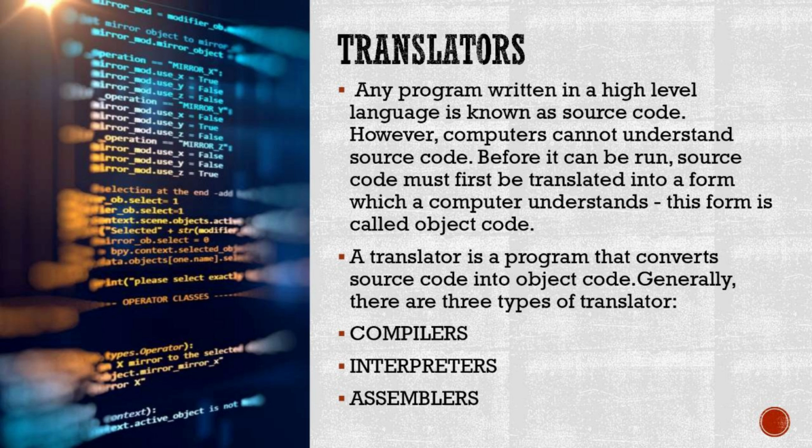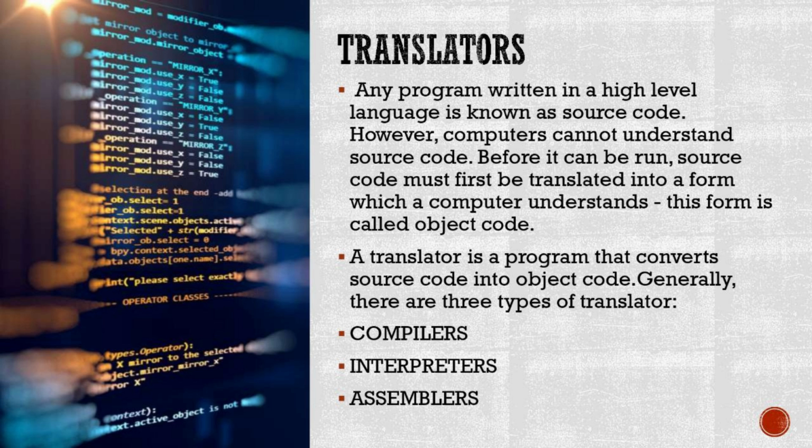Let me start by giving you some background information of translators. A program written in a high-level language is known as source code. However, computers cannot understand source code. Before it can be run, source code must first be translated into a form which a computer understands. This form is called object code. Overall, the translator's purpose is to translate a high-level language program into a machine language program that the central processing unit, known as the CPU, can understand. It also detects errors in the program.